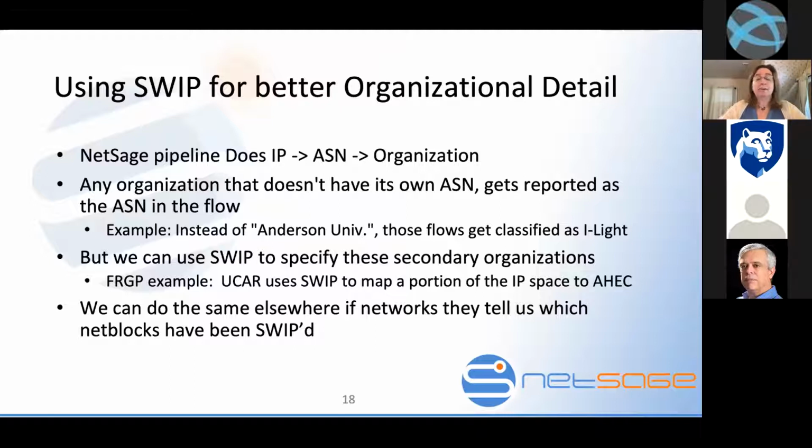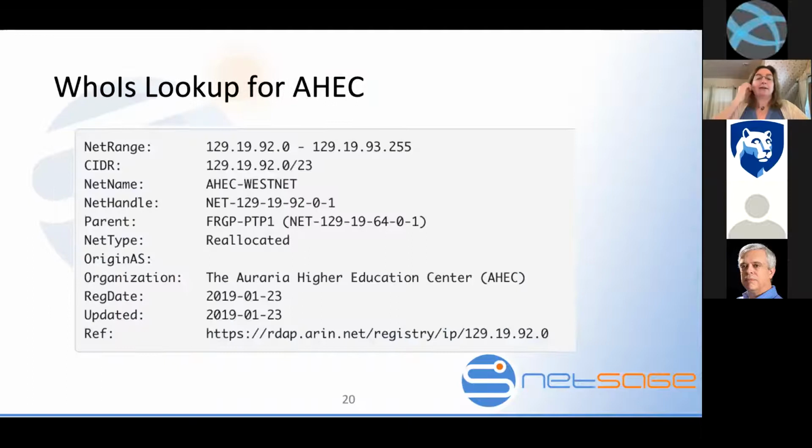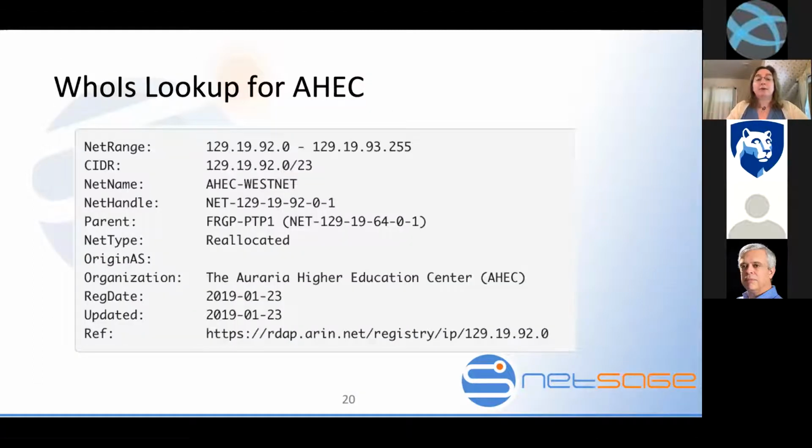We've done this, for example, with the Front Range Gigapop. UCAR maps a portion of their IP space to AHEC. This is a different AHEC. This is not the Indian AHEC. This is actually a different organization. So if you look it up in the MaxMind IP lookup, it is mapped to UCAR. But if you look at the WHOIS SWIP lookup, here you see that, I'm not even going to pronounce this, Aurora Higher Education Center, AHEC.